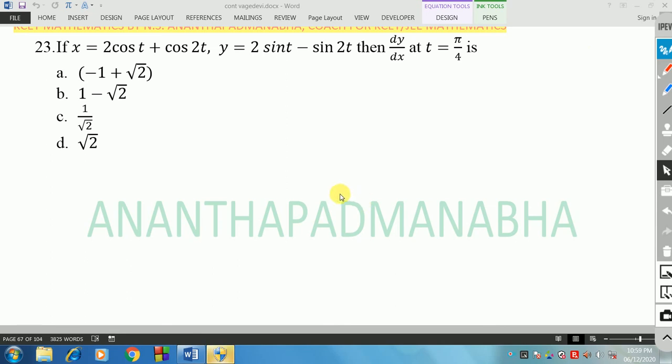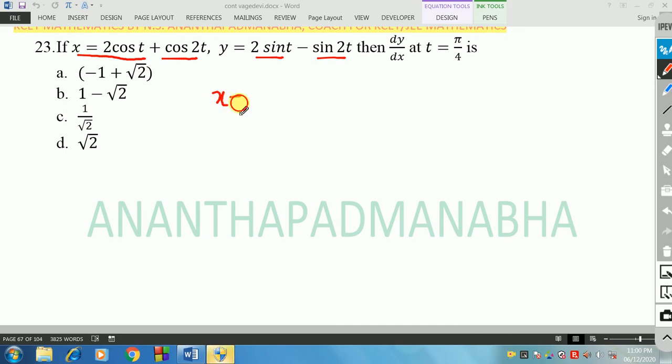So again, one more question on parametric differentiation. It's given x is equal to 2 cos t plus cos 2t, y is equal to 2 sin t minus sin 2t. Then dy by dx at t is equal to pi by 4 is: option A is minus 1 plus root 2, option B is 1 minus root 2, option C is 1 by root 2, and option D is root 2.